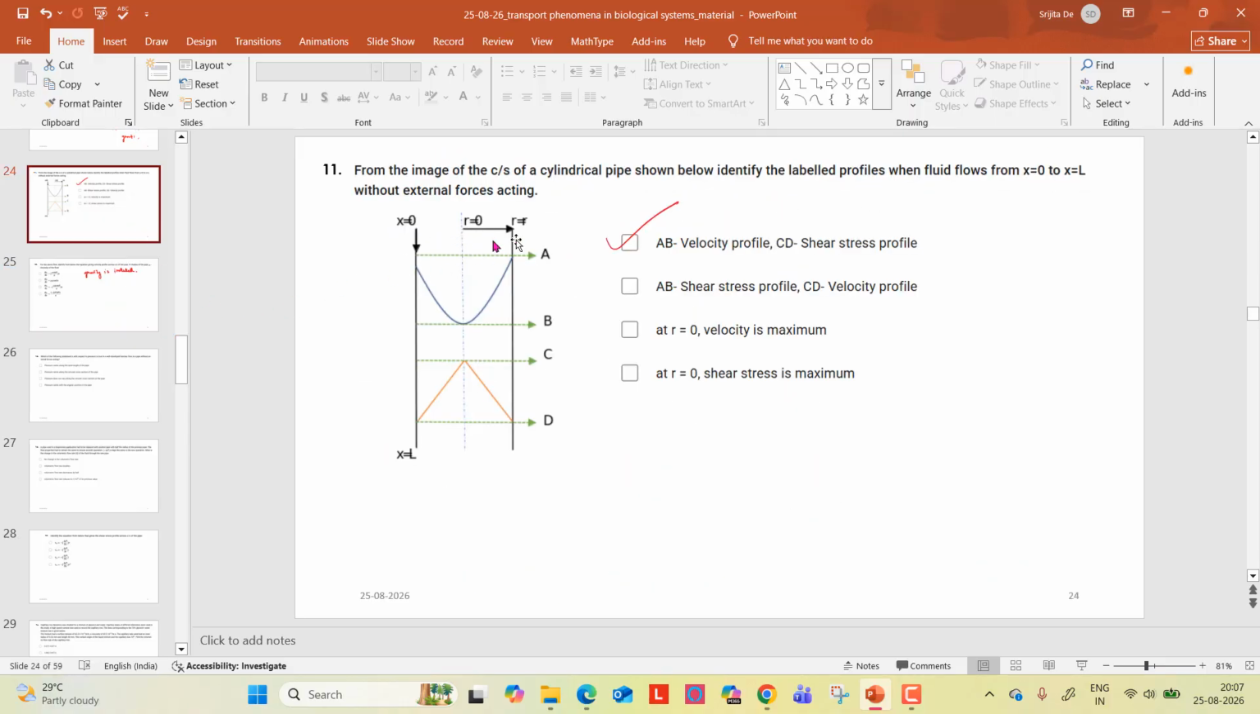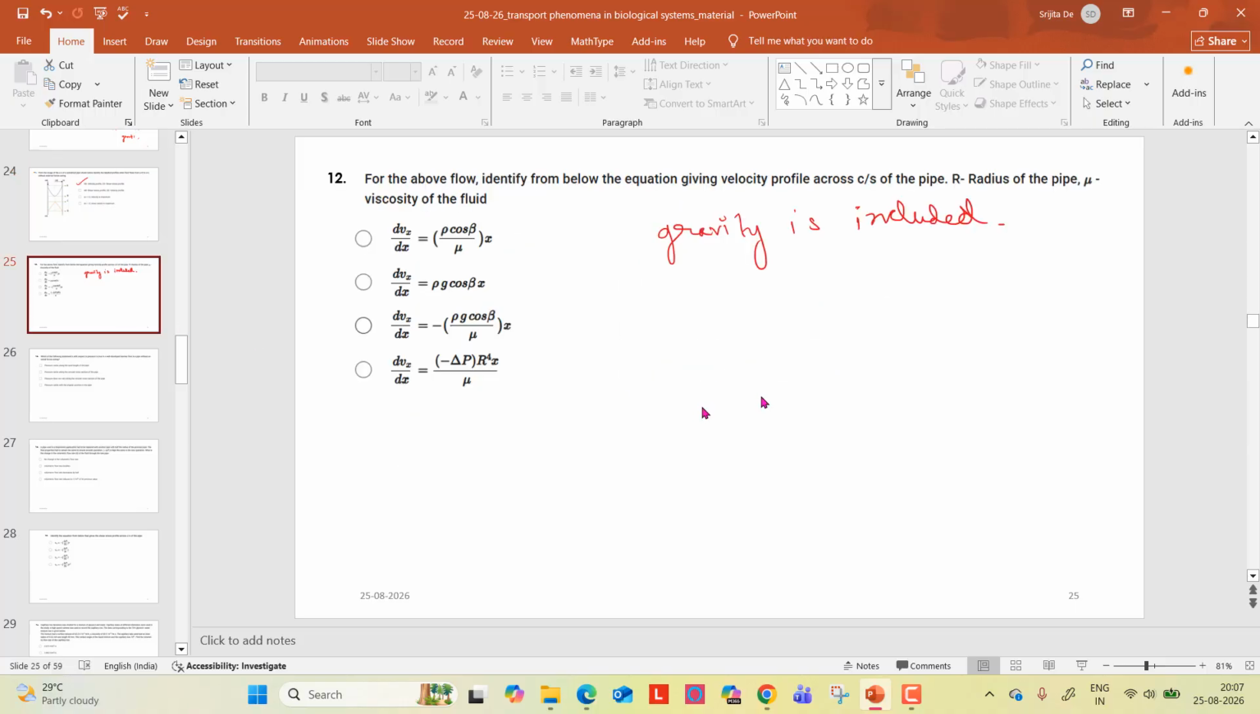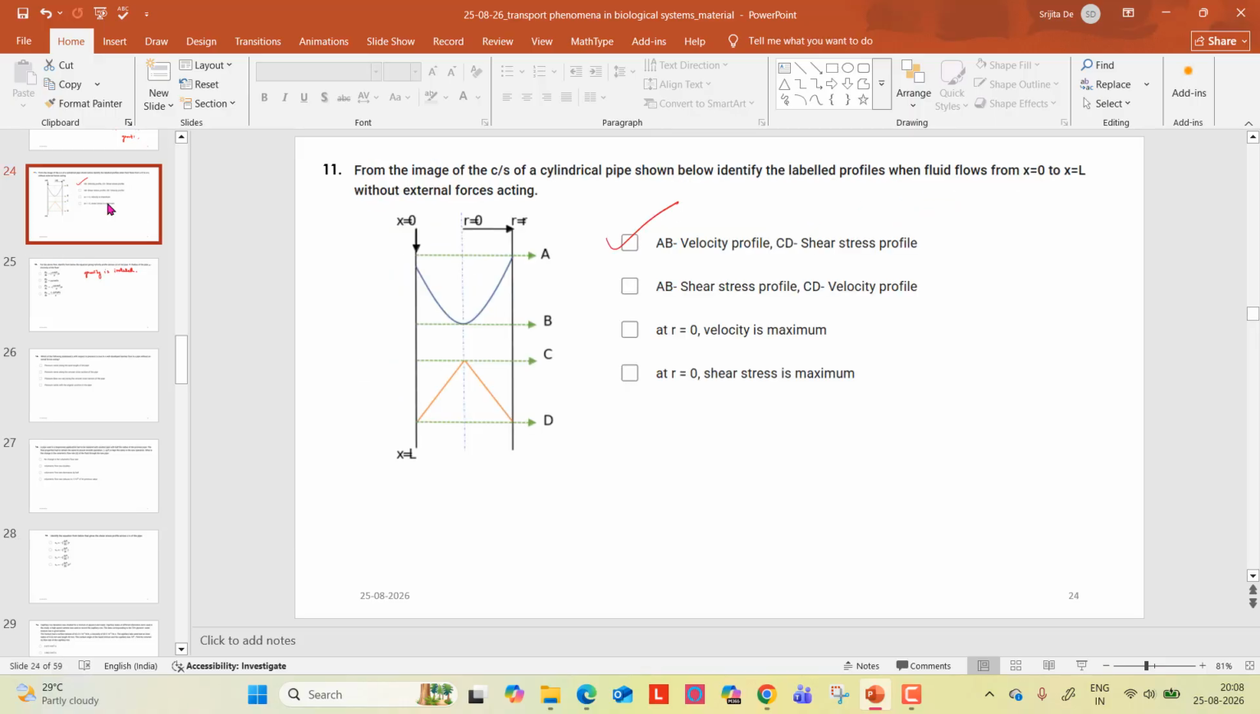You can see that this is the R, this is your X direction flow, and there is a gravity. Let's solve it. Is it a pipe flow? Yes, I think it is written pipe. Yes, yes.